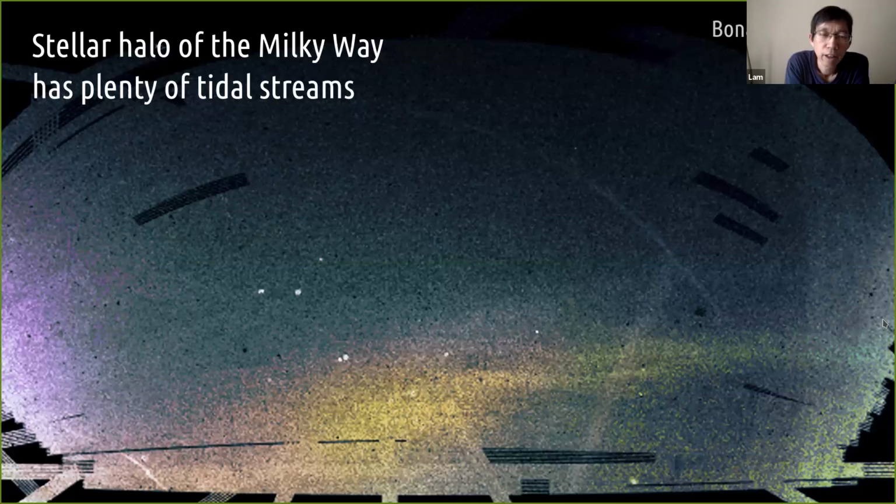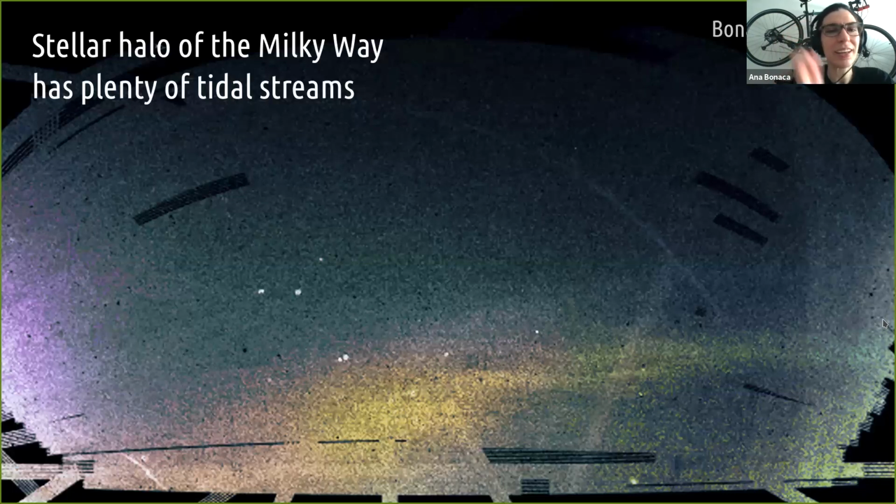And so, yeah, that's a question. Some of these streams look so straight that it almost looks like a selection effect of some kind. Is that something that we have to worry about? Yeah, you can see some sort of data artifacts.